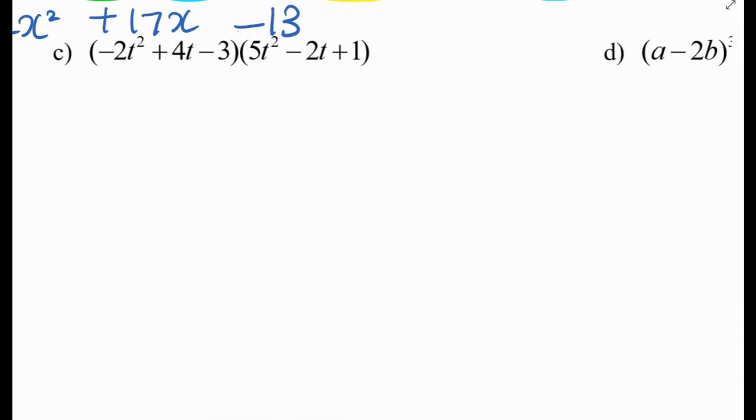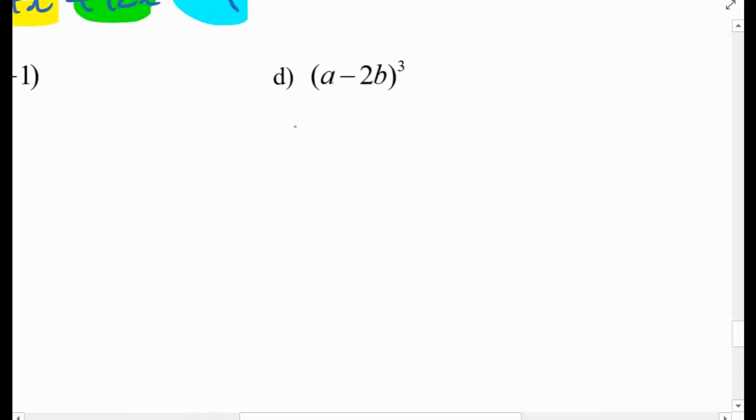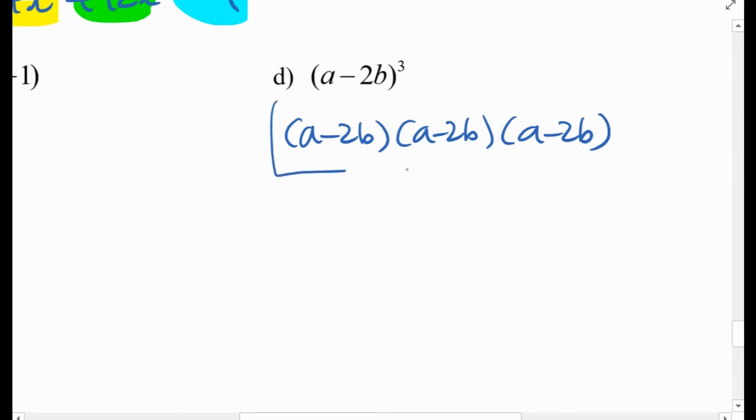This question, you can just do FOIL again. Multiply, and then multiply those 3, and multiply those 3. So I want you to try this one by yourself. Okay? And D as well. A minus 2b, a minus 2b, you have to repeat multiplying this 3 times. So you do first 2 first. So FOIL, find first 2, and then after that, you do the last binomial. So try those 2 questions by yourself, and I'm going to go over it after.